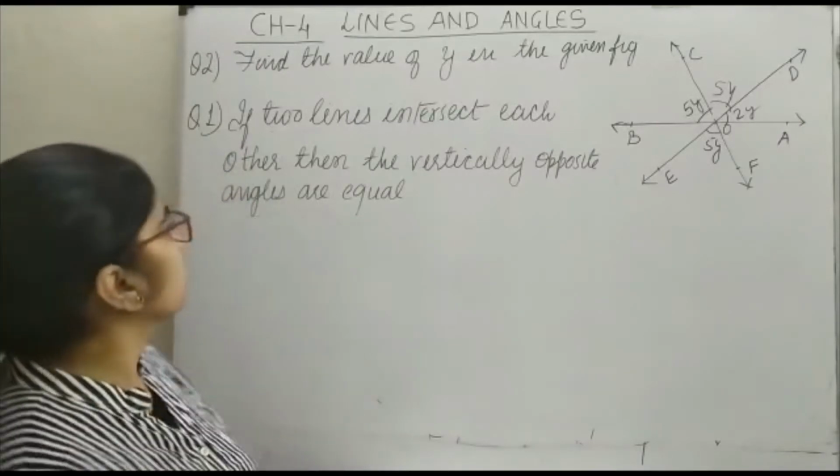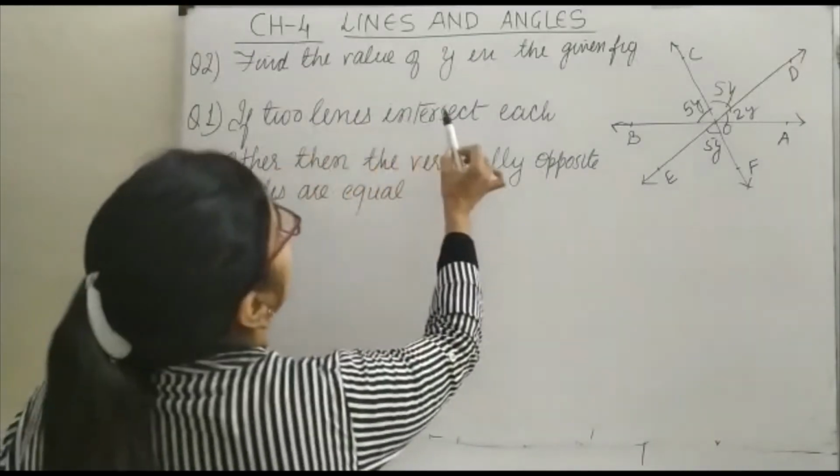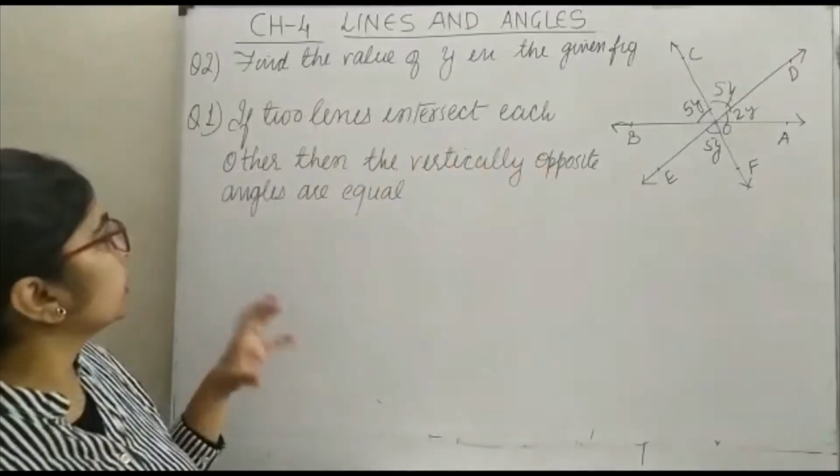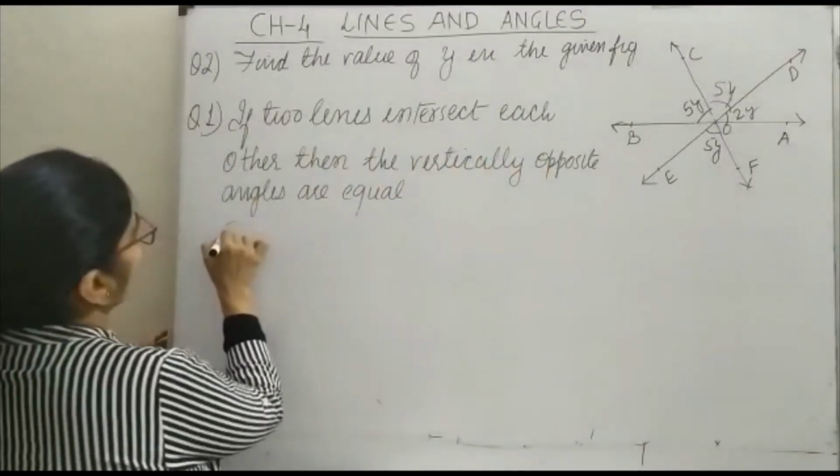We are having the theorem. Our theorem is in question number 1. If two lines intersect each other, then the vertically opposite angles are equal. That means, given, what is given here?